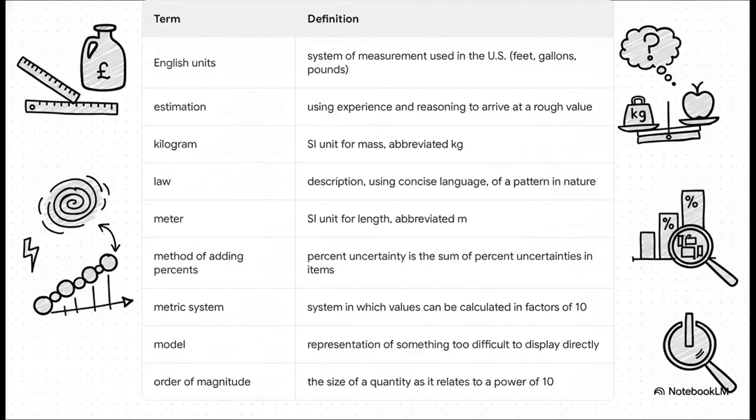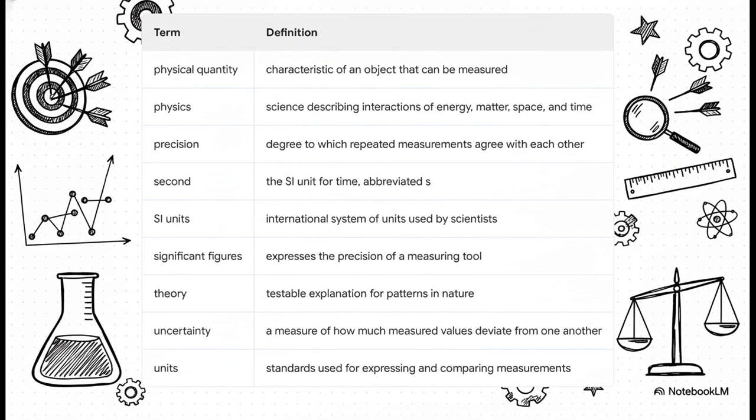And here's the next set. This one covers fundamental units like the kilogram and the meter, but also really crucial concepts like estimation and order of magnitude. Again, feel free to hit that pause button and make sure these all look familiar. And here we are, the final list of terms. This one's got some heavy hitters, like precision, significant figures, and uncertainty, words we are going to be using constantly. So this is your last chance to pause and review the vocabulary before we see how it all gets put to use.